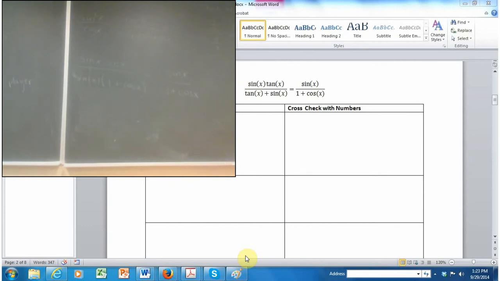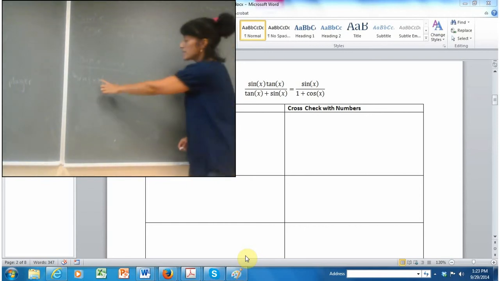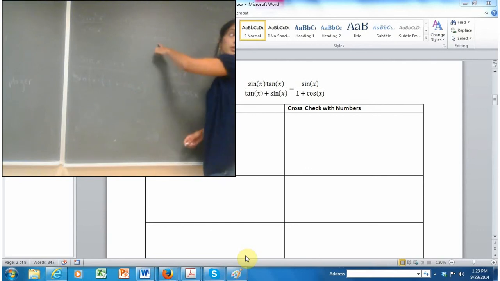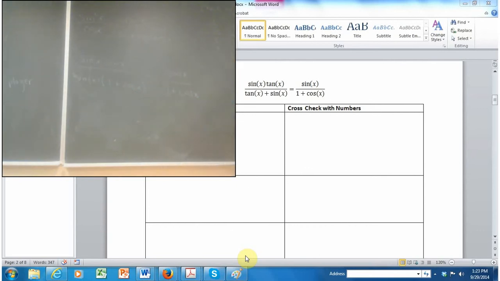Why did you change the denominator, which was supposed to be sin x with sin x cosine x? Did you change it? Because I've used a distributive law. Sin x times 1 gives me sin x. Sin x times cosine x gives me this one. Right? So I'm factoring. When I think of factoring, I think of multiplying.